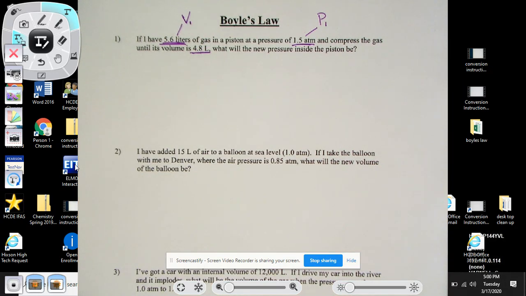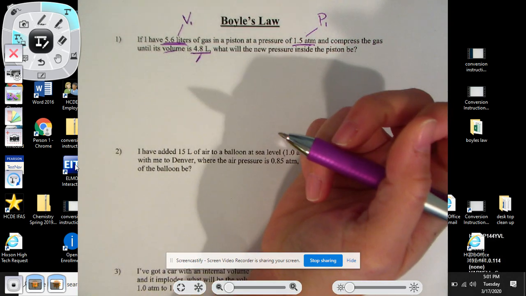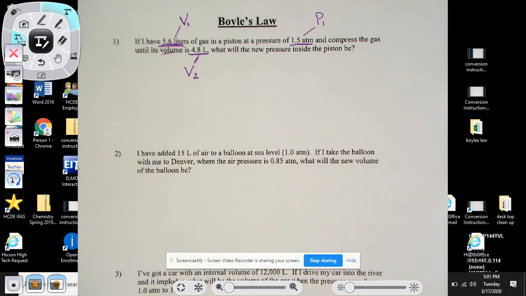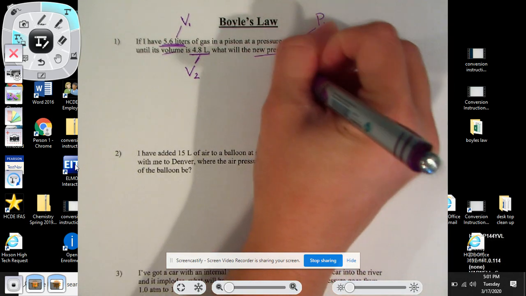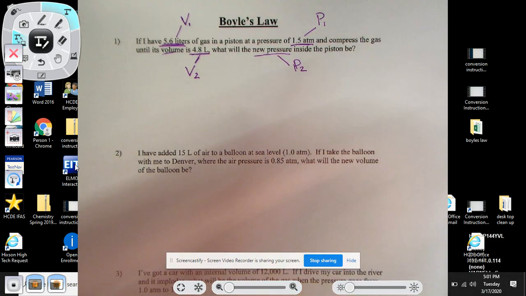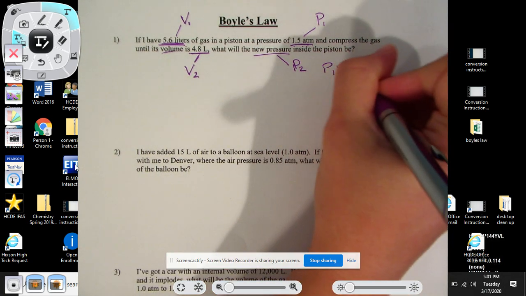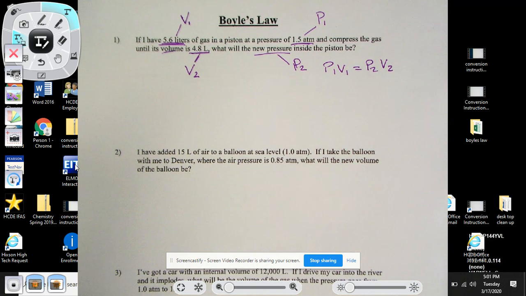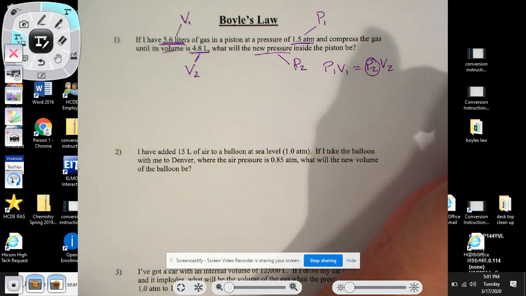Okay, compress the gas until its volume is 4.8 liters. Well, liters is another volume, plus that gave us this nice hint with the word volume. So it's V2. Okay, same formula as before, and it's asking for the new pressure, so they're looking for P2. So in this problem, we've still got the same exact equation, P1 V1 equals P2 V2, and we're looking for P2. Sorry, I didn't mean to give you the same one.